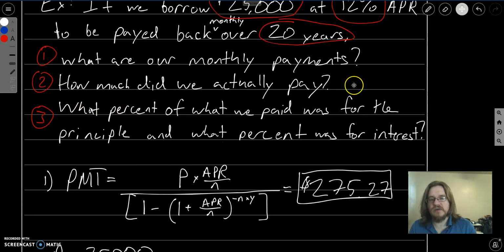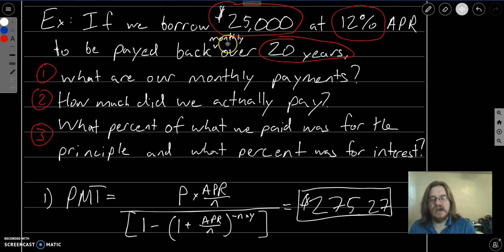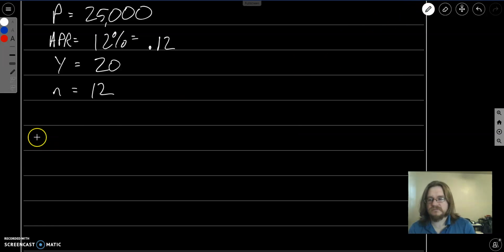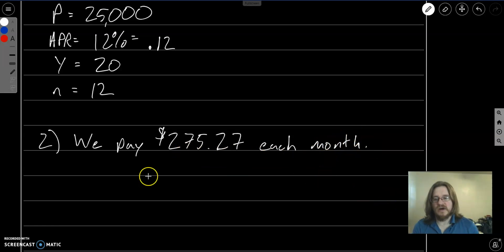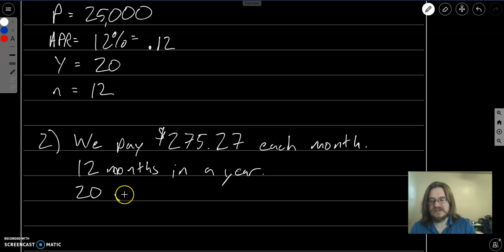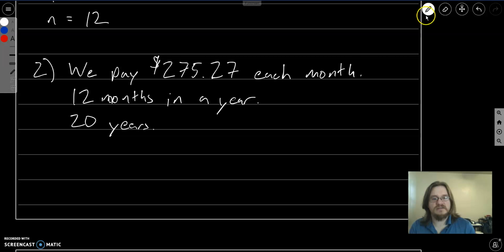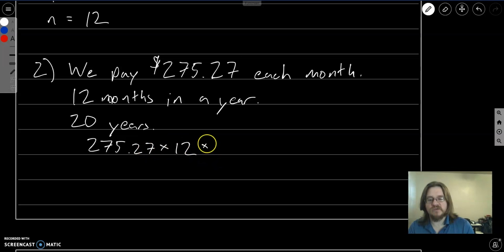So the question is, how much did we actually pay once we pay back our loan? Well, let's think about this. We pay $275.27 each month. That's how much we pay each month. Well, there are 12 months in a year, and we're paying this back for 20 years. So we're going to be making a lot of payments here. So this is going to be $275.27. We're doing this 12 times a year, and we're doing this for 20 years.